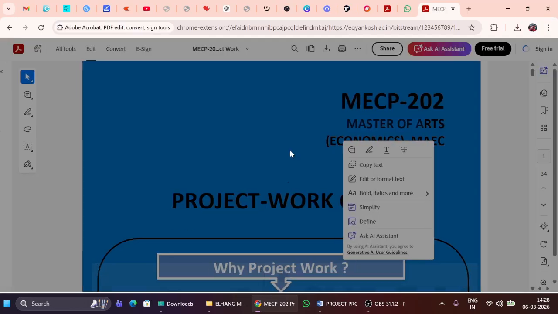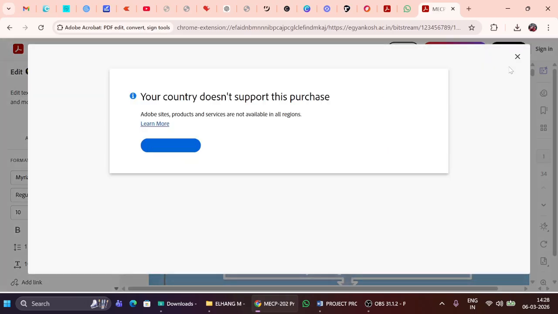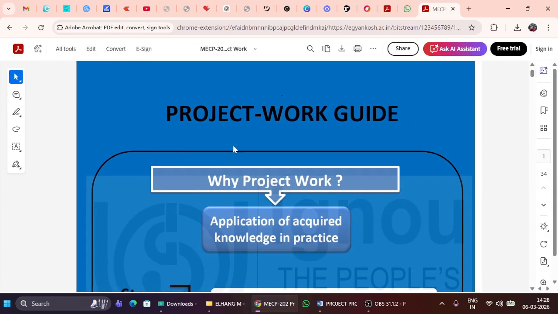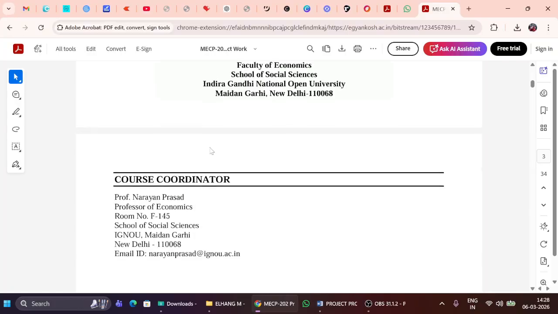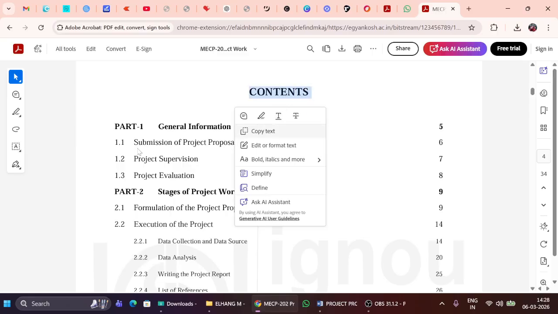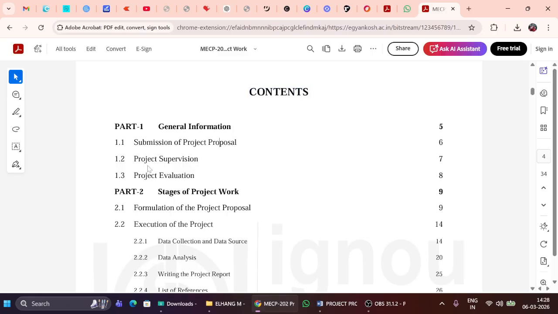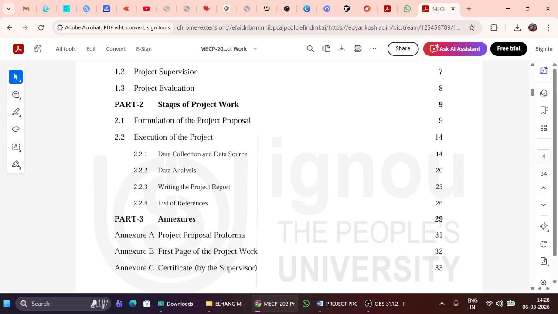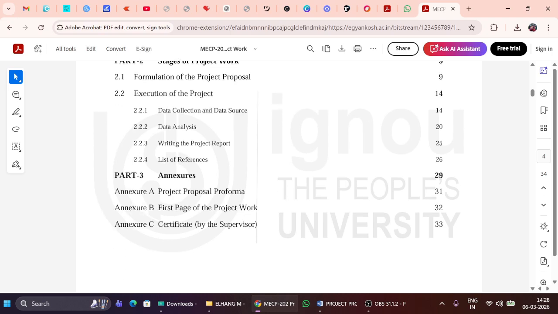Okay, so this is the Masters of Arts in Economics guideline. Now I'm gonna tell you the most important things from the guideline. First, the content of this guideline has submission of project proposal, project supervision, project evaluation, formulation of the project proposal, data collection and data sources, data analysis, writing of project report, list of references, project proposal pro forma, first page of the project work, and the certificate of originality.